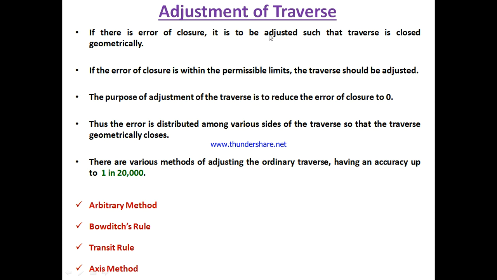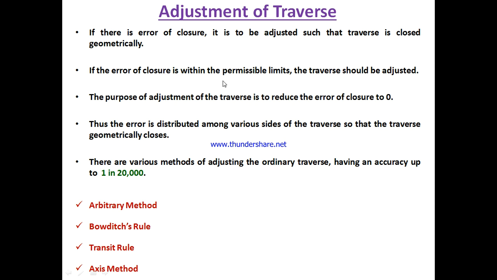So why is adjustment of traverse needed? As we discussed in the last lecture, if there is an error in the closure of a particular traverse, then that traverse should be adjusted so that it can be geometrically closed. Suppose you have determined the values from the theodolite and you are plotting them on paper, and that particular traverse is not closed somewhere. In that case we need to first close that traverse, so that the actual traverse is retained geometrically without any error.